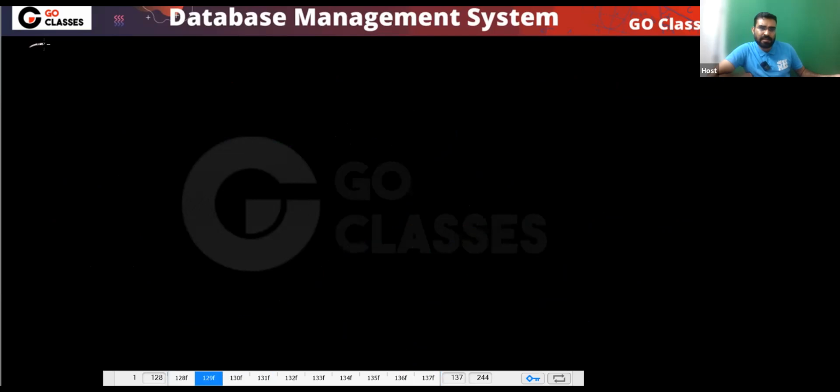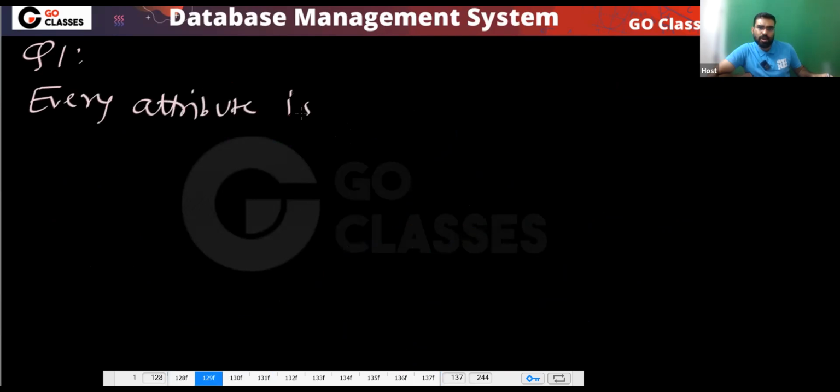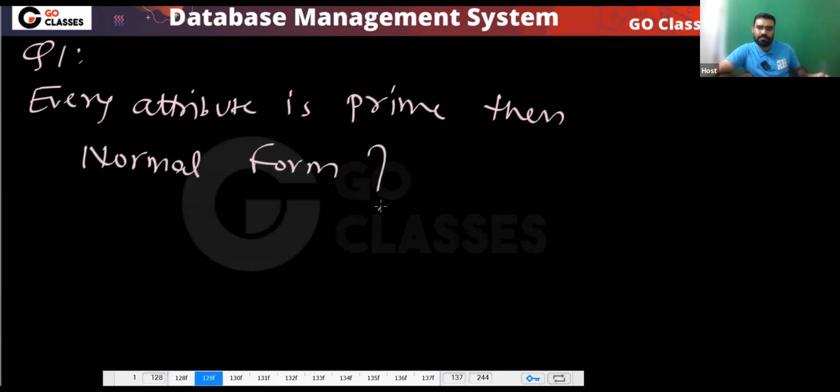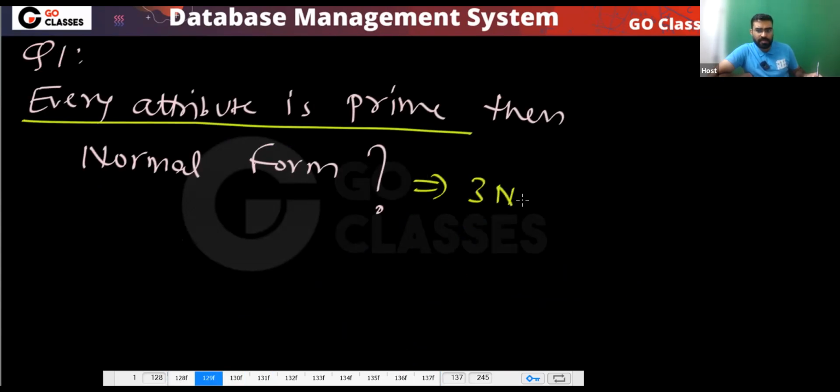Like two questions I am asking. Question 1: every attribute is prime. If every attribute is prime, then what normal form can you guarantee? You can guarantee 3NF, but it may or may not be BCNF.